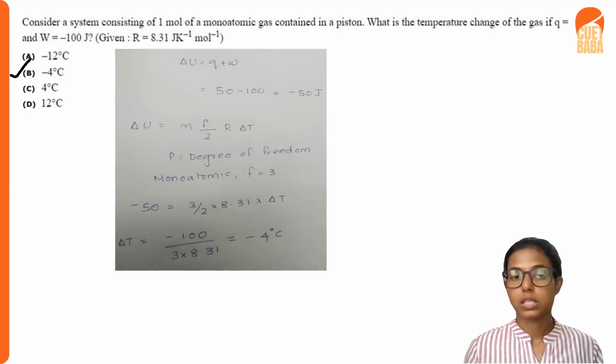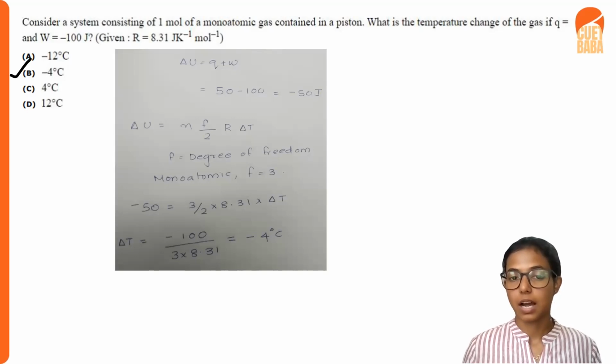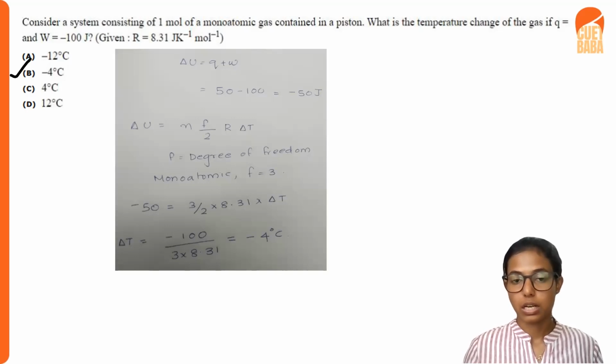So delta U is equal to Q plus W. That is, 50 joules of energy is absorbed by the system and work done by the system is minus 100. So the total change in internal energy will be minus 50 joules. And the internal energy is related to the temperature change by the equation delta U is equal to n into f by 2 R delta T. That is the equation for internal energy related to the temperature change.